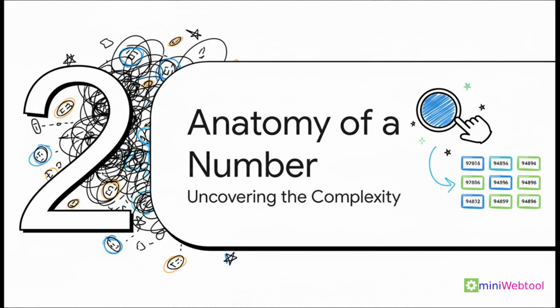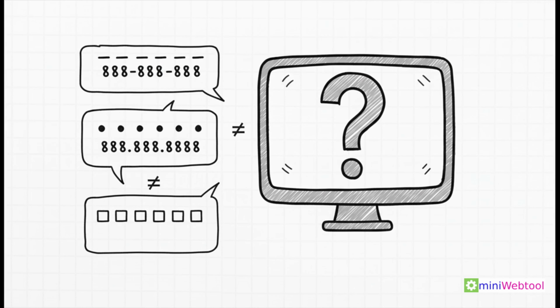Okay, so we've established the haystack is messy, but what about the needle itself? You'd think a phone number is simple, but as we're about to see, its anatomy is surprisingly complex. To you and me, these all look like the exact same phone number. But to a computer doing a basic search, these are three totally different things. One uses dashes, one uses dots, and one uses spaces. A simple find command can't see them as the same thing. And believe me, we're just getting started.